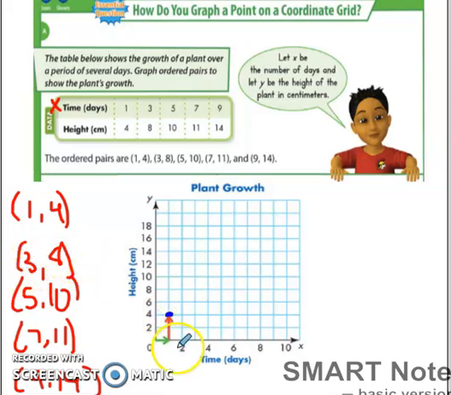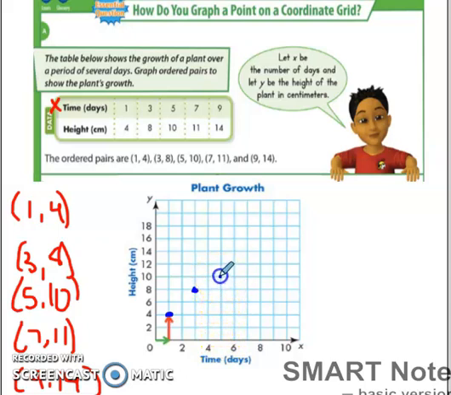Now we're going to do 3, 8. So we go over 3. This is 2, so 3 comes between 2 and 4. So this line is 3, and we're going up to 8. This is where 8 is, and I'm plotting the point. Now I'm going to go to 5, 10. I know 10 is a little bit over, so we're going to go past 4. This is 5.